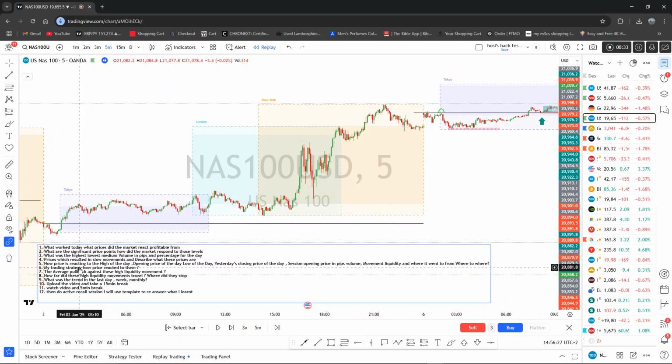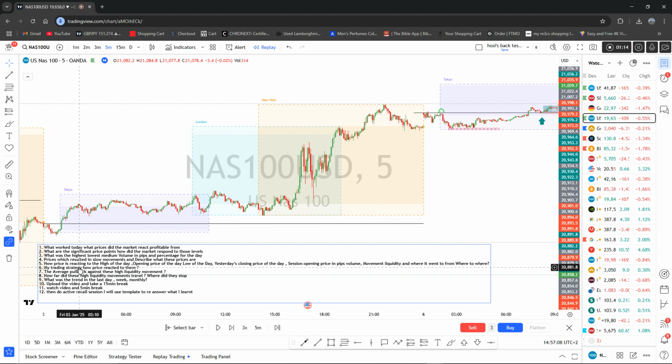And what are the highest and medium volume in pips or price percentage prices for the day, and how is price reacting to the high of the day, and how is price reacting to the opening of the day, to the low of the day, to yesterday's closing price, to the session opening price and volume? I just want to know the market movement, liquidity, and where price is traveling from. I want to study this and know it as best as I can and see what happened on the 3rd of January that can be profitable for use in the rest of 2025 or the other years to come.